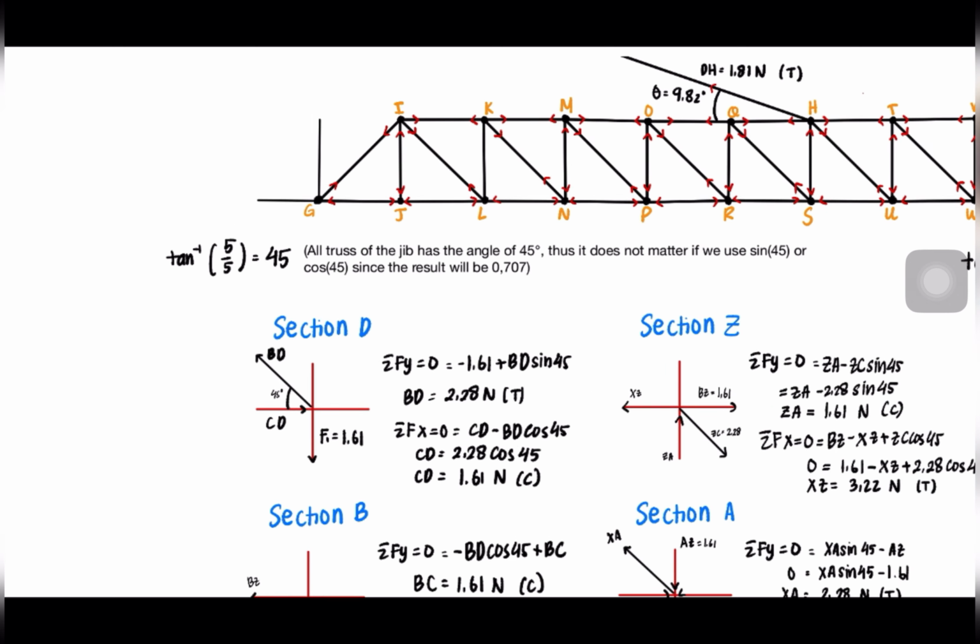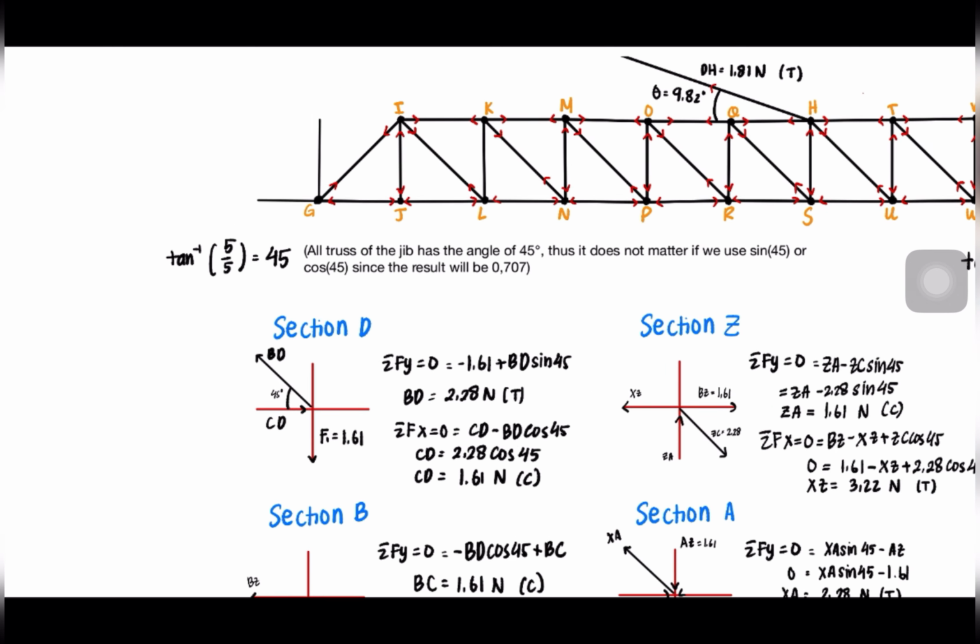And with that, we can find CD and BD. To find BD, we can use sigma Fy equals to 0. And for CD, we can find from sigma Fx equals to 0. So our assumption is BD is going away from the pin, which is tension. And our assumption for CD is the force is going to the pin, which is compression. And our assumption is true from our calculation.